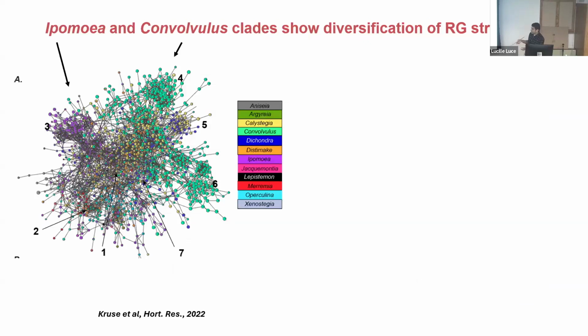Now, what sort of biological information can this diversity reveal? Here, this is called an MS/MS molecular network of all the resin glycosides we could detect across all species. The green color indicates the resin glycosides found in Convolvulus genus species, and the purple ones are those found in Ipomoea. And you can clearly see the diversification that has occurred between these two genera. That speaks to some biochemical diversity.